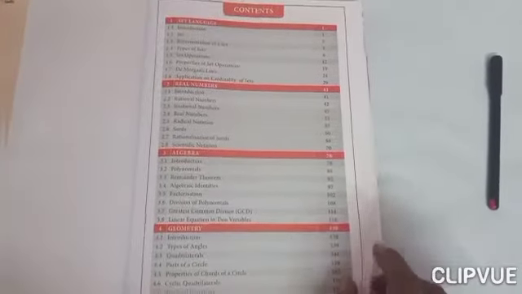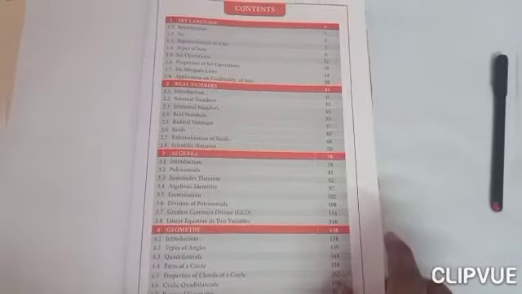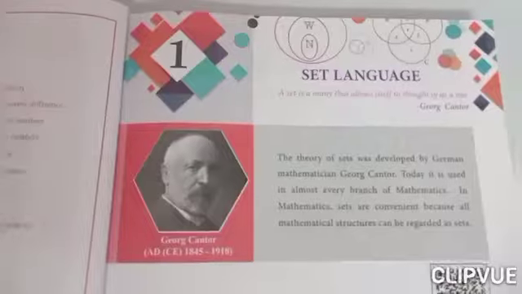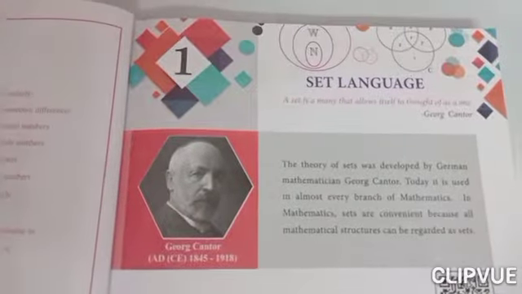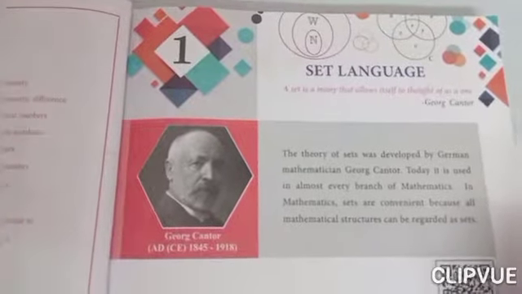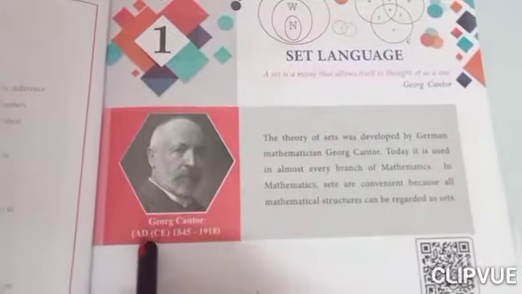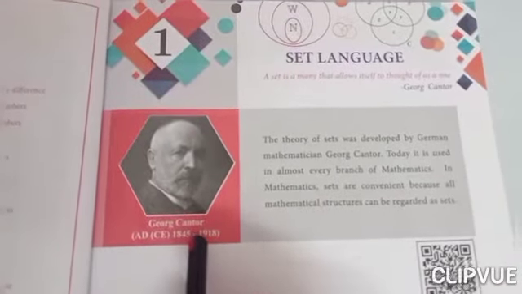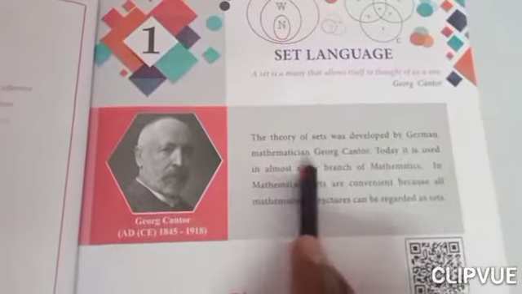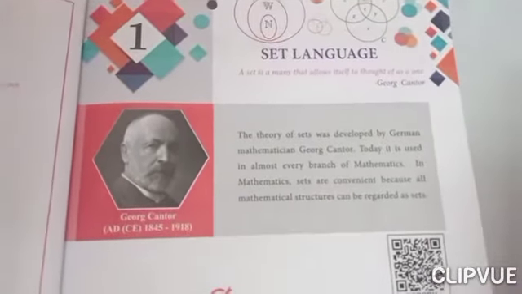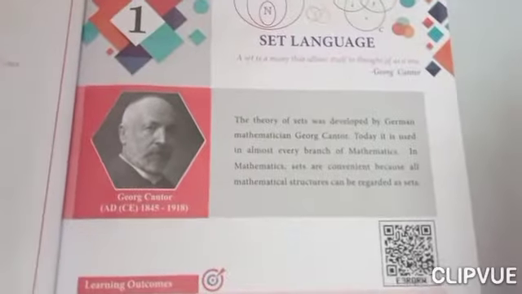Most of you do not have the textbook. That's why I'm showing this content. You have 9 chapters. In 9th standard, the first chapter is set language. Set language was developed by George Cantor. He is a German mathematician. This set language helps us to understand mathematical concepts easily.